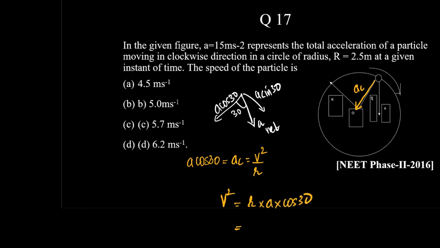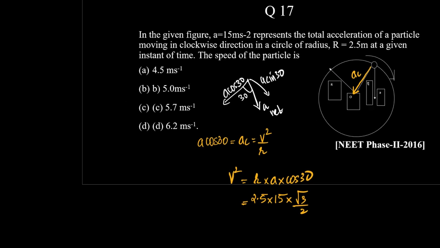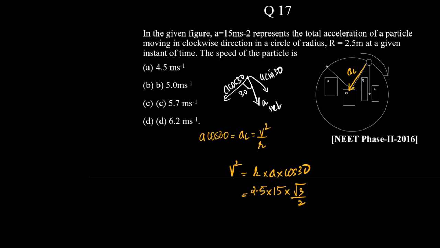So what is the value of R? R is given to be 2.5. What's the value of A? It is given as 15, and cos 30 is root 3 by 2. Now, we have a root, so let's do some manipulation and make the calculation look simple. So we can write this as 2.5; I'll write it as 25 by 10, into 15 into root 3.